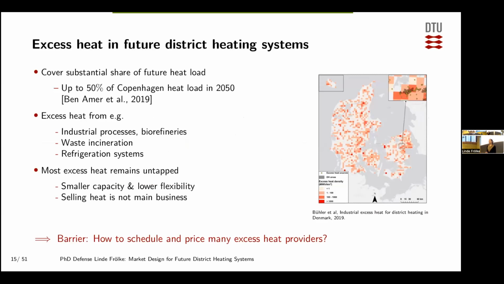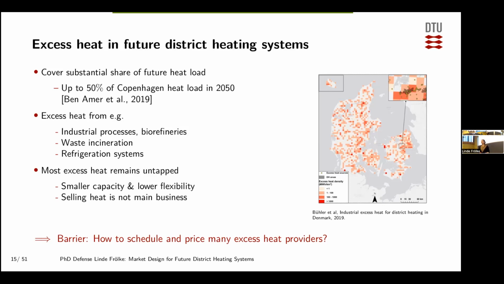Excess heat is expected to be able to cover a great share of the load in future district heating systems. For example, for the city of Copenhagen, there's a study that has estimated about 50% of the heat load could be supplied by excess heat by 2050. And this excess heat can, for example, come from industrial processes and biorefineries, but also from waste incineration and also refrigeration systems, for example, in the service sector. However, although currently there's already a lot of excess heat available, most of it is untapped.